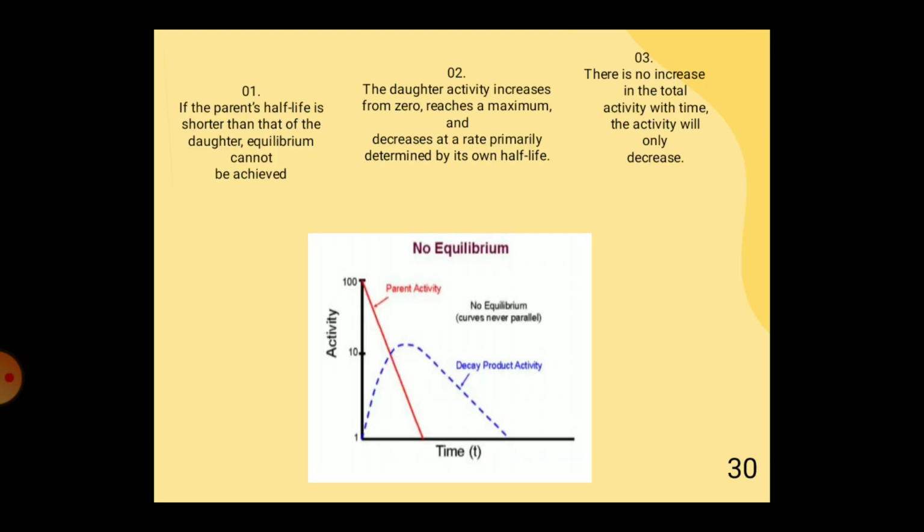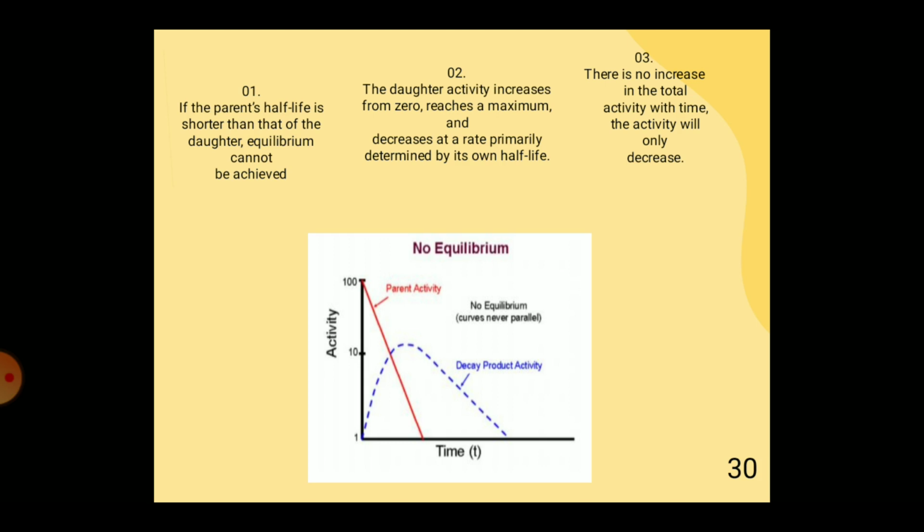Now let's look at the graph. So if the parent's half-life is shorter than that of the daughter, equilibrium cannot be achieved, which is the condition for no equilibrium. And here also in the graph, the dotted blue line represents the activity of daughter nuclei and the red line represents the activity of parent nuclei.